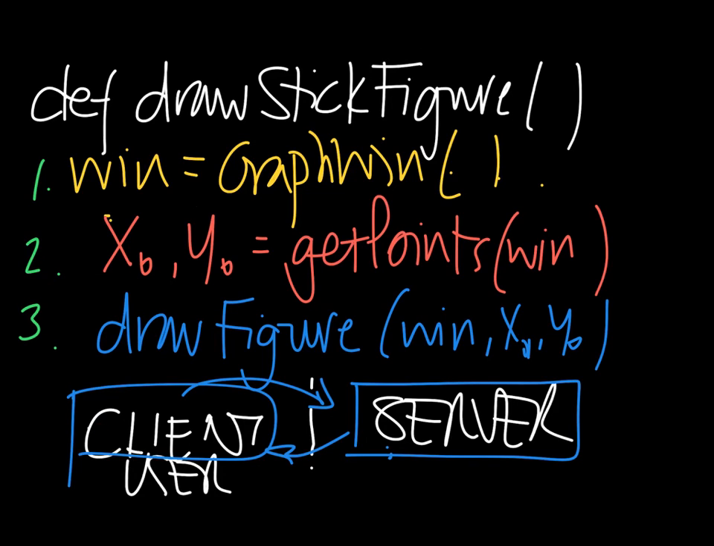So over in the client, I'm literally assembling code by concepts. I need to create a window, so I'm using the graphics and graph win. I need to get the point, so I've got a function I draw in called get points and gives me back this. And then I need a bit of code called draw figure, which will draw me my stick figure, right? Based on these three pieces of information.